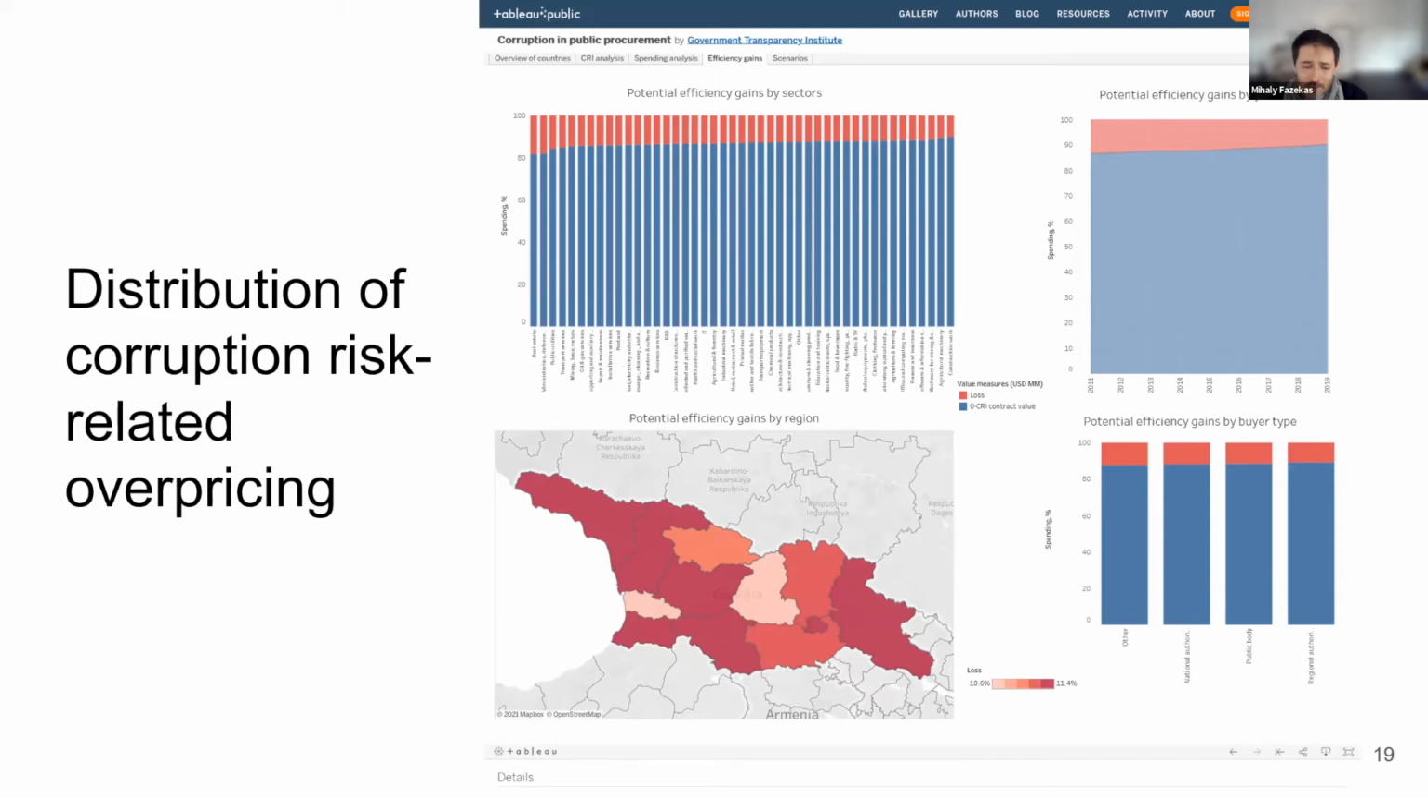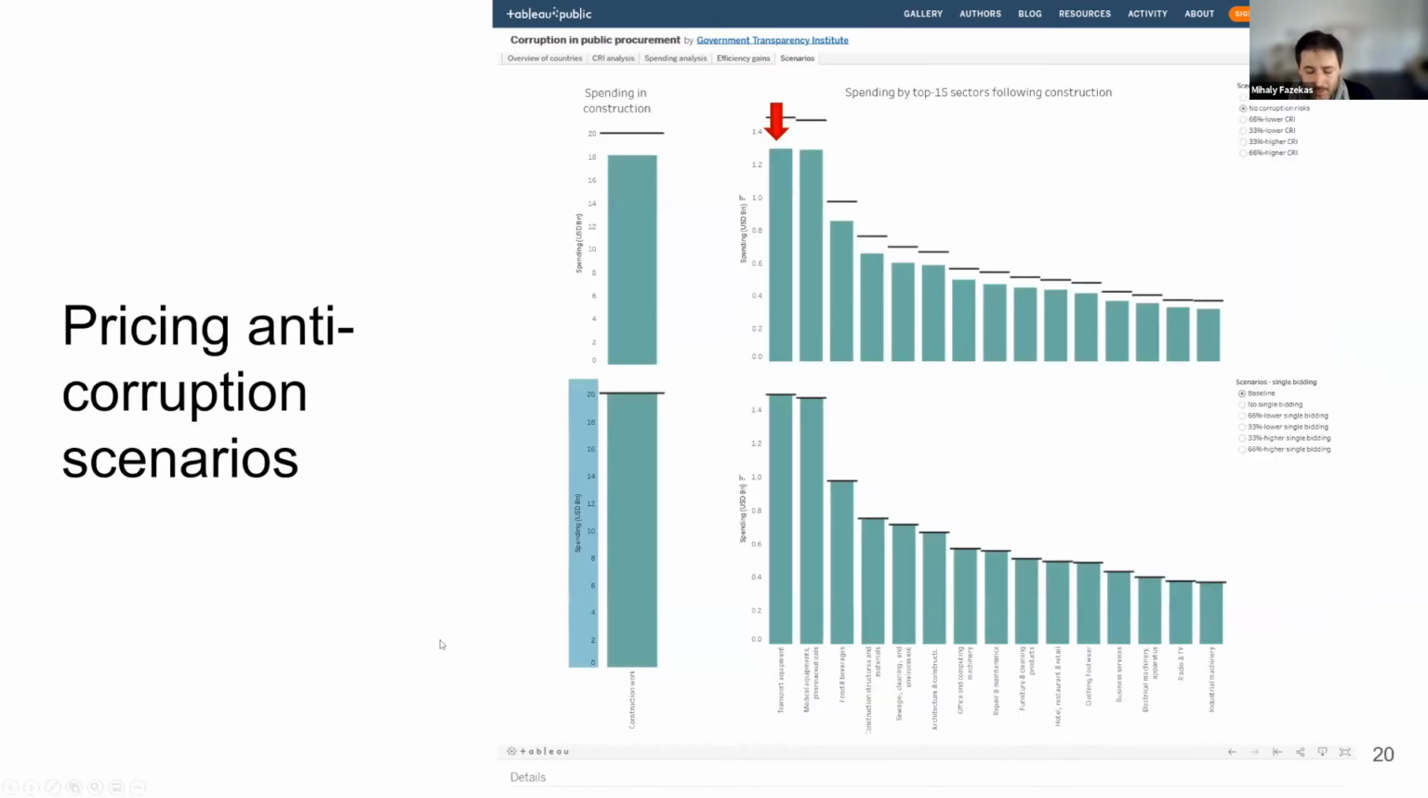So basically, we have a predictive model sitting behind this website, which really looks at how prices would or do vary with different types and amounts of red flags or corruption risk indicators. So you can look at different sectors or regions or even years as the potential efficiency gains vary across these dimensions. There is also something which is pretty new, and this is the first time we are doing it.